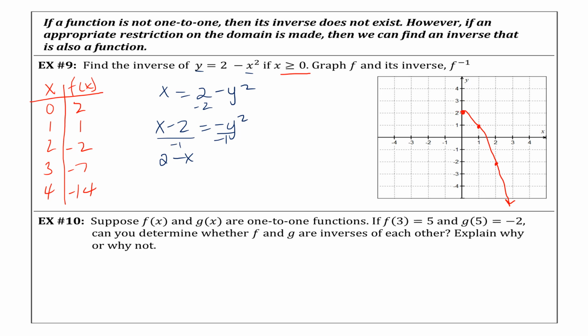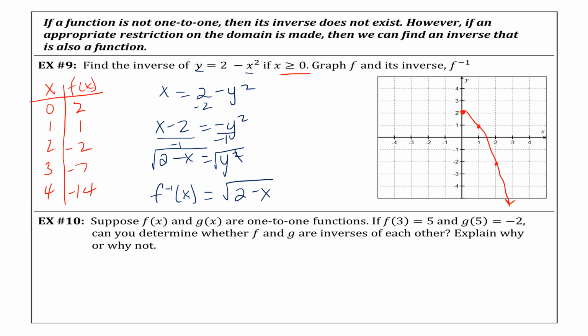So I'm left with 2 minus x equals y squared. Now I'm going to take the square root. By taking the square root, I'm now isolating the y, and so now y is going to be by itself. So I now know that my inverse function equals the square root of 2 minus x.